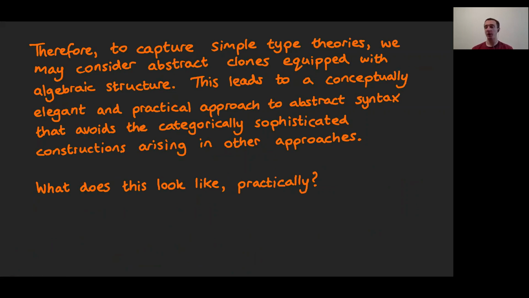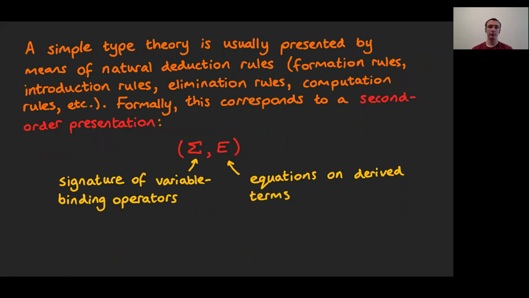So what does this look like a bit more practically? Well, recall that a simple type theory is usually presented by natural deduction rules. So we have rules for formation, introduction, elimination, computation, and so on. Now, natural deduction rules are typically concrete syntax. So they're specified informally, and we're all happy, we all know what they mean, but traditionally they're not a formal notion. So the formal notion that corresponds to natural deduction rules, in this case, is called a second order presentation.